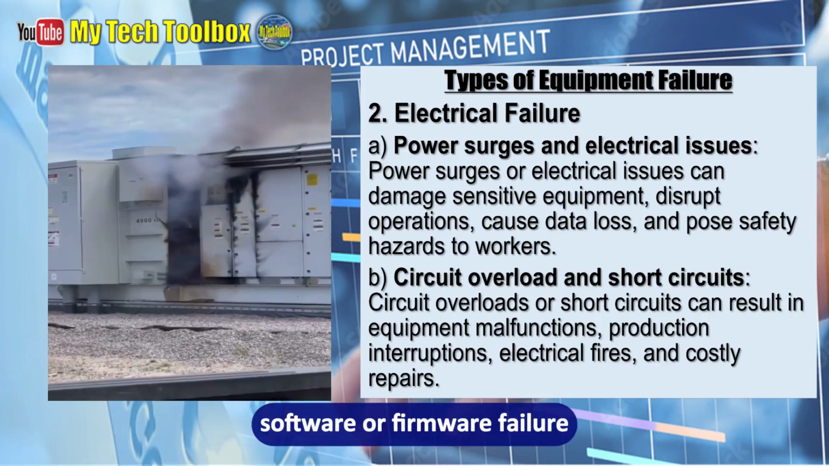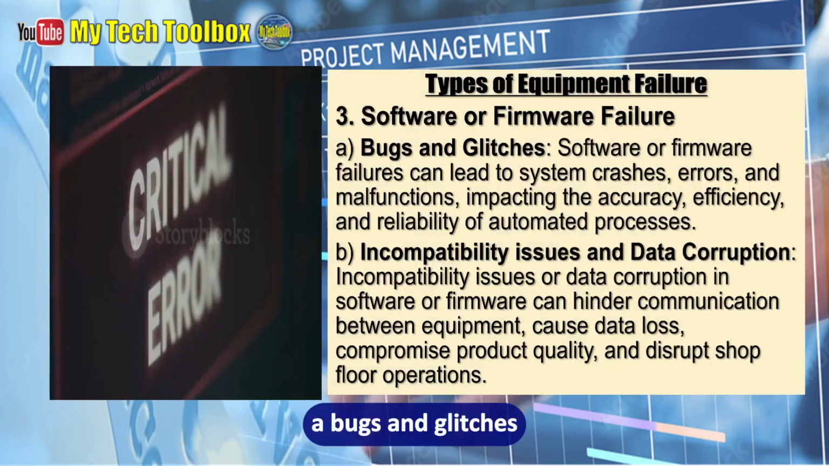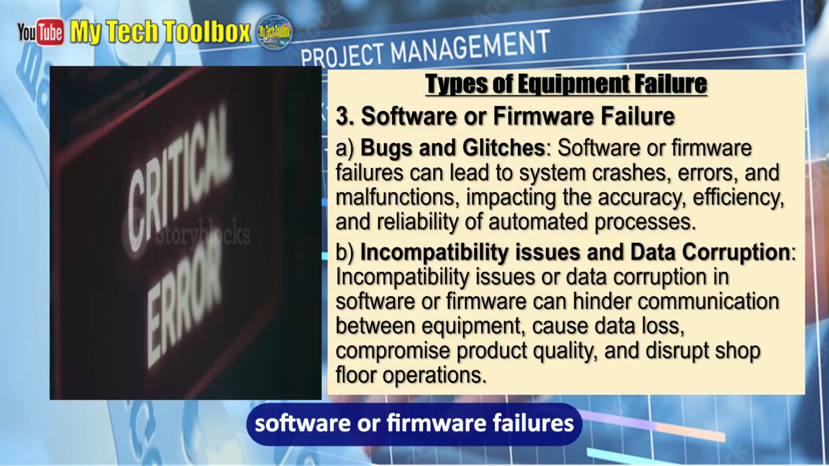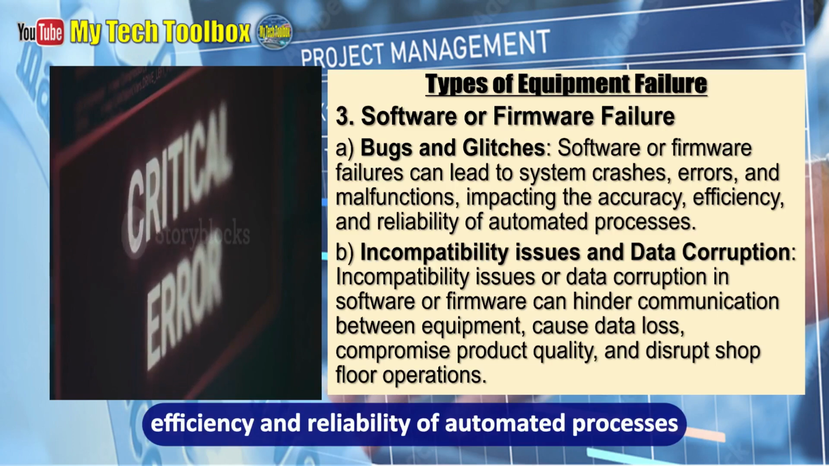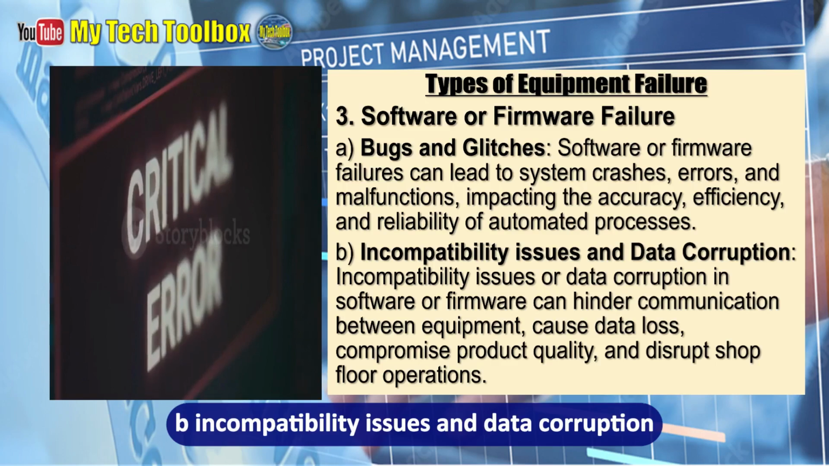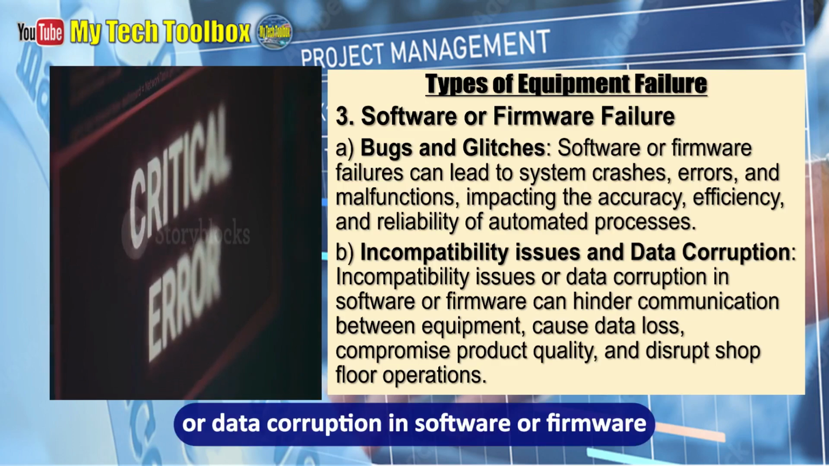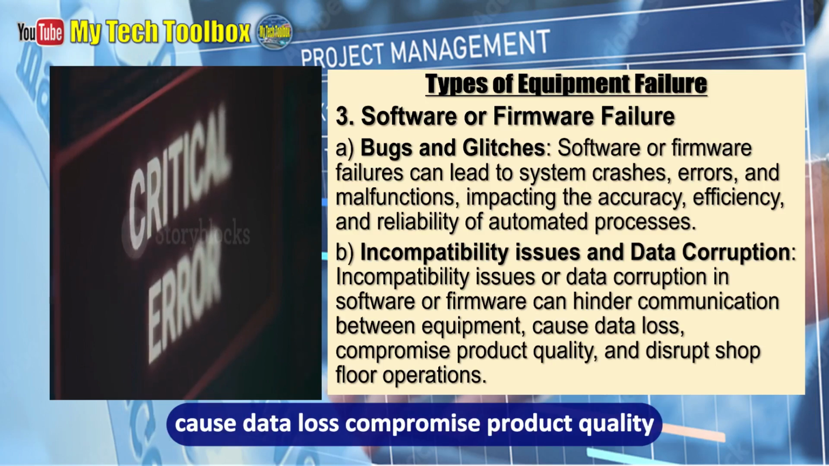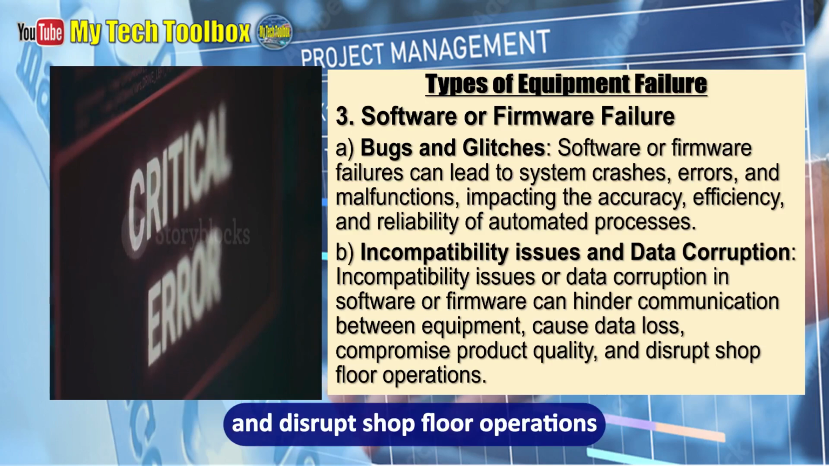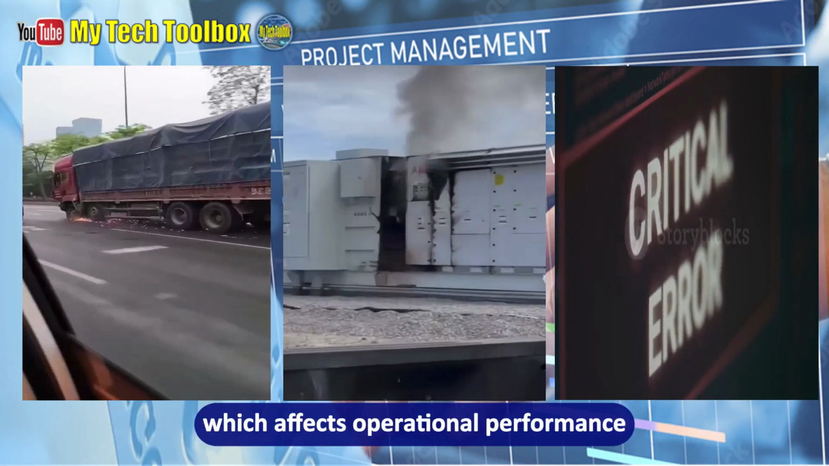3. Software or firmware failure on automated or computerized equipment. A. Bugs and glitches. Software or firmware failures can lead to system crashes, errors, and malfunctions, impacting the accuracy, efficiency, and reliability of automated processes. B. Incompatibility issues and data corruption. Incompatibility issues or data corruption in software or firmware can hinder communication between equipment, cause data loss, compromise product quality, and disrupt shop floor operations. Those are the most common types of equipment failure which affects operational performance.